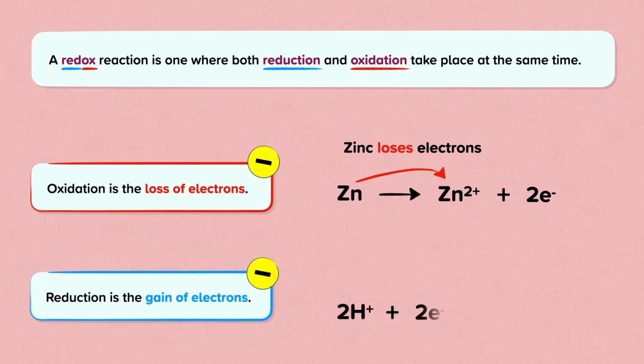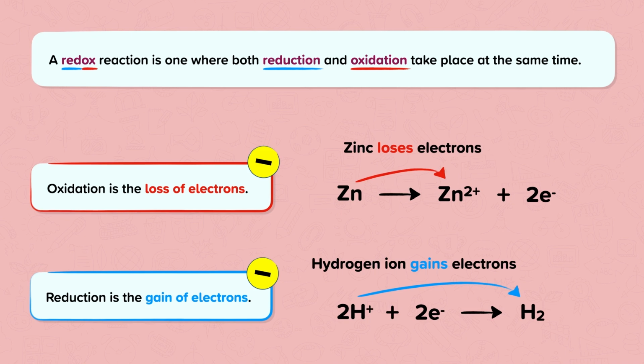Reduction, however, is the gain of electrons, and in this case, hydrogen ions gain electrons to become hydrogen gas. The ions are reduced, and so this is reduction.